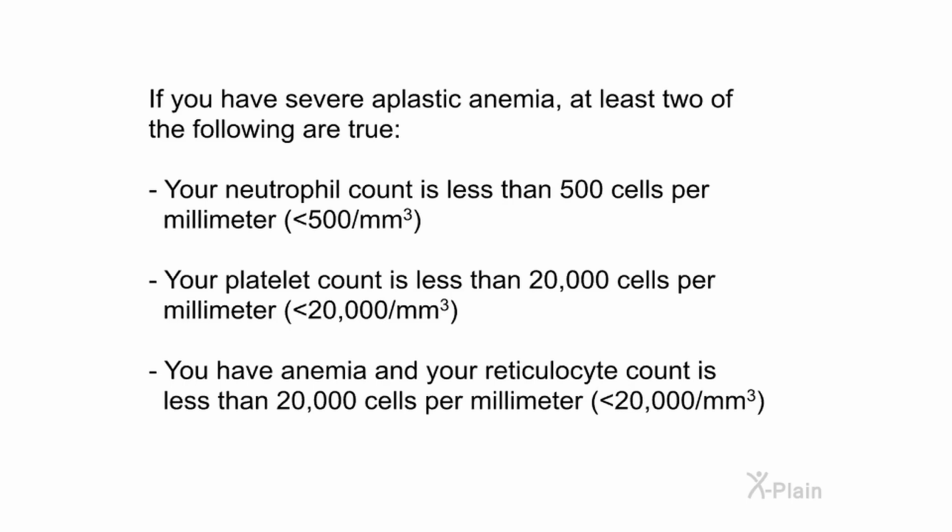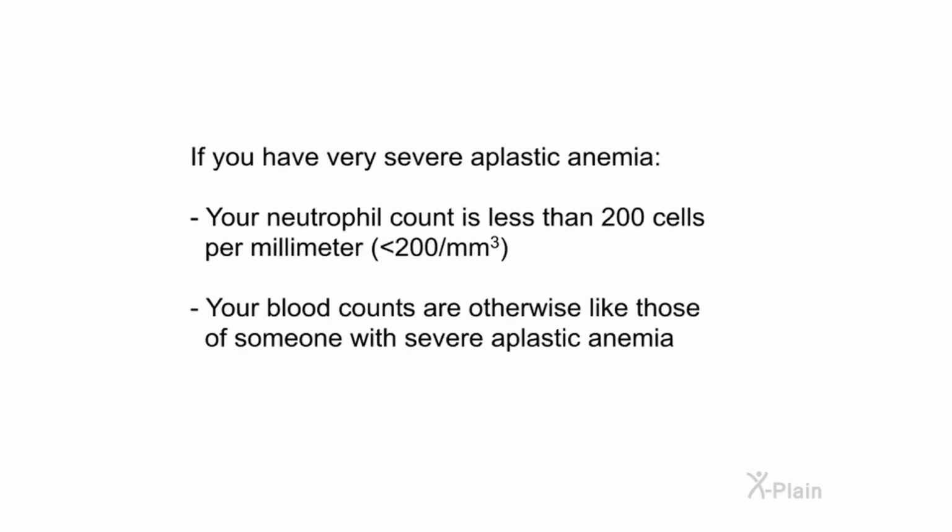If you have severe aplastic anemia, at least 2 of the following are true. Your neutrophil count is less than 500 cells per millimeter. Your platelet count is less than 20,000 cells per millimeter. You have anemia and your reticulocyte count is less than 20,000 cells per millimeter. If you have very severe aplastic anemia, your neutrophil count is less than 200 cells per millimeter. Your blood counts are otherwise like those of someone with severe aplastic anemia.